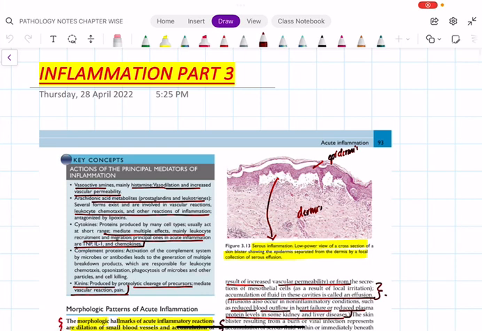Hello everyone, welcome to the third part of chapter inflammation. Here in this lecture we are going to discuss the various morphological patterns of inflammation, like how we have discussed what are the morphological patterns of necrosis. Then we will be discussing about the fate and outcomes of acute inflammation, systemic effects of acute inflammation. Then we will go to chronic inflammation. So these are the topics that we are going to discuss today.